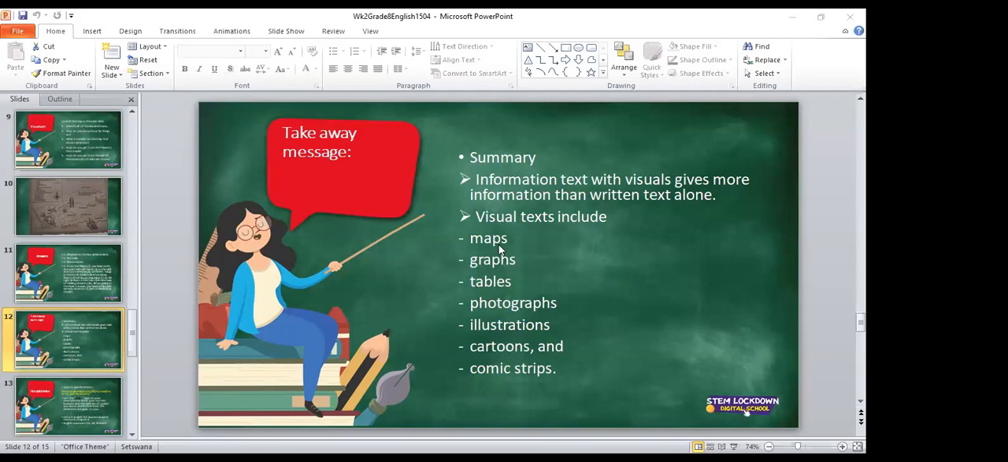You will learn more about maps in geography, and you will appreciate this lesson and what you're going to learn. I can promise you that. You also learn graphs in mathematics, and tables, photographs, illustrations, cartoons, and comic strips. So we only focused on maps and a little bit on tables today because that is what is in your syllabus. And later on, there will be something about comic strips, I believe.